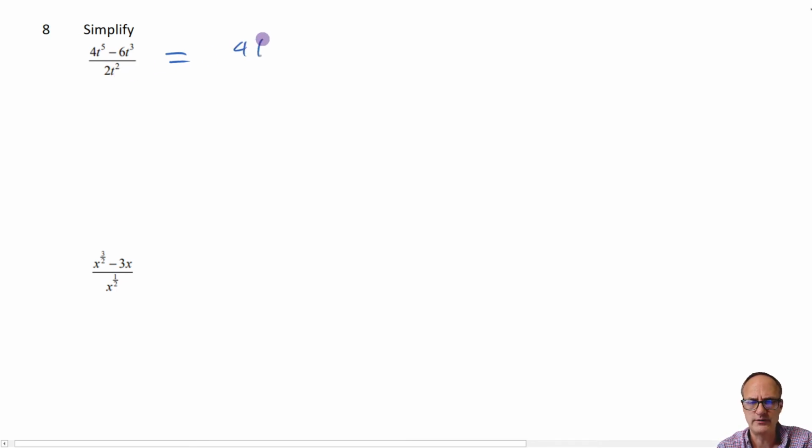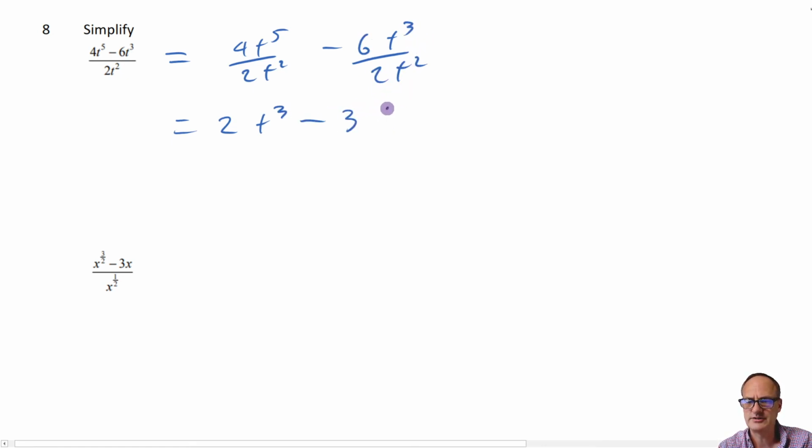We're going to do 4 over t to the 5 divided by 2t squared. Minus 6t cubed, also divided by 2t squared. So 4 divided by 2, that's easy. Take away the indices, t cubed. Take away the indices, 6 divided by 2 is minus 3. Take away the indices gives me t.